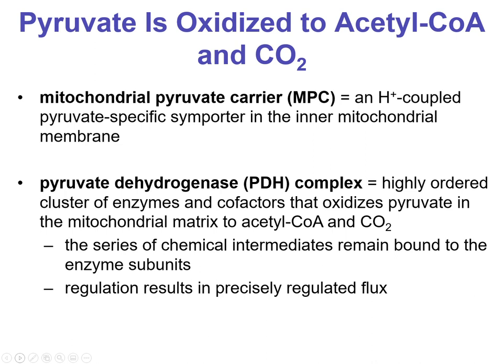So there's something called the mitochondrial pyruvate carrier. Remember that glycolysis occurs in the cytosol, and so you make pyruvate, but the citric acid cycle is happening inside of the mitochondria. So we have to get the pyruvate to the mitochondria where it can then be converted to acetyl-CoA, which can then be shuttled into the citric acid cycle, amongst other things.